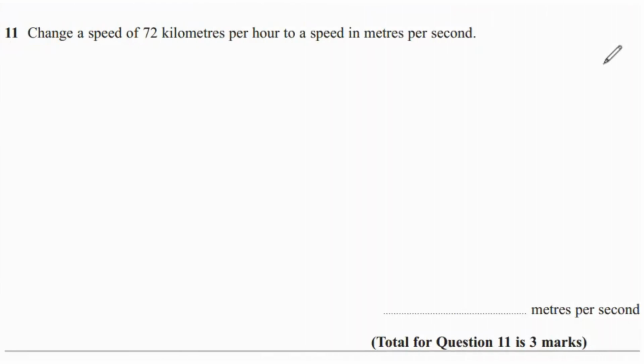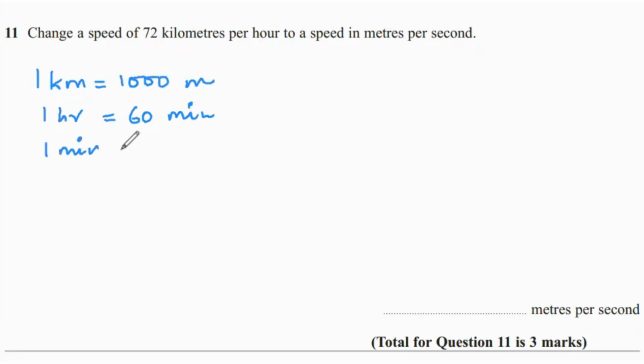So the first type of question you can get is that they can ask you to change the speed from one metric unit to another. It says change the speed of 72 kilometers per hour to a speed in meters per second. What you need to know is that 1 kilometer is 1,000 meters, 1 hour is 60 minutes, 1 minute is 60 seconds, and 1 hour in seconds is 60 times 60, which is 3,600 seconds. These are the conversions that you need to be familiar with.